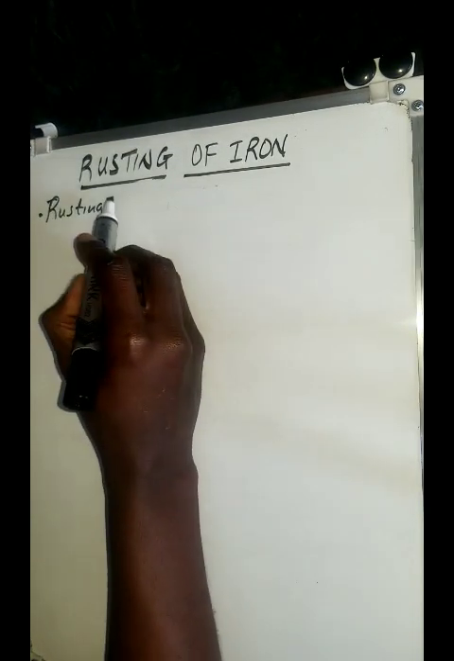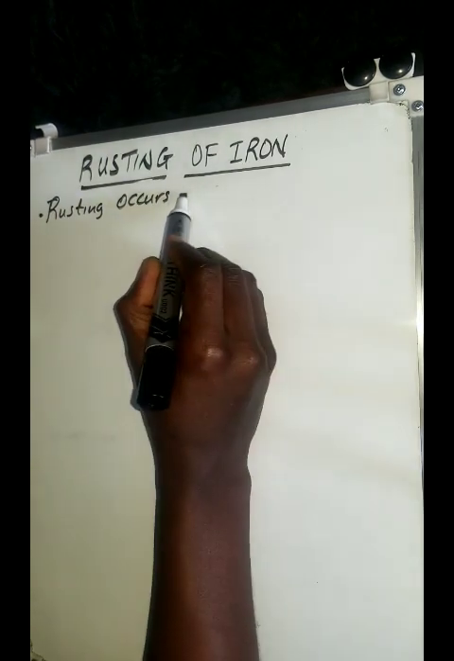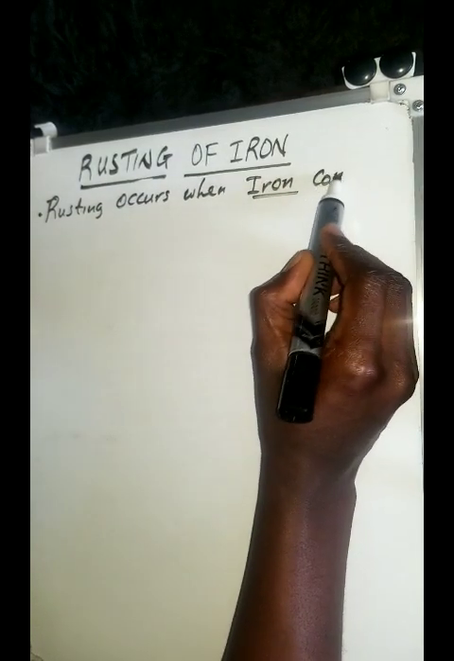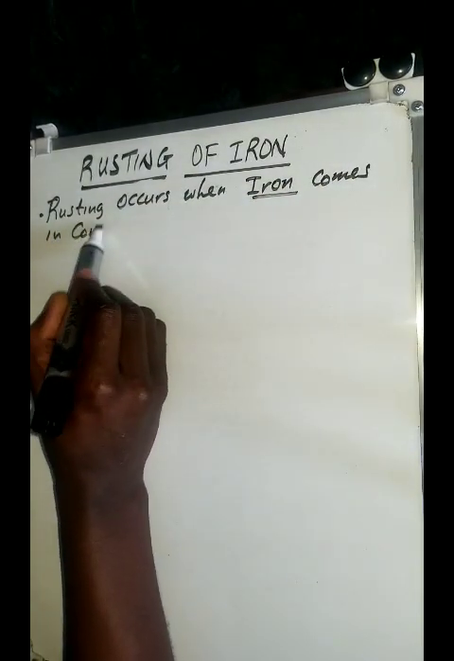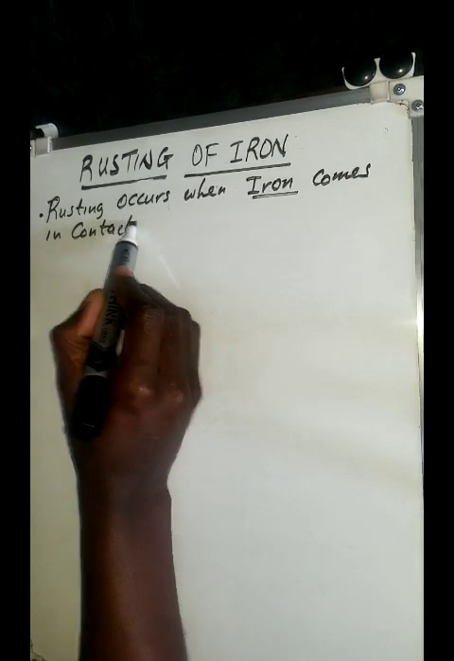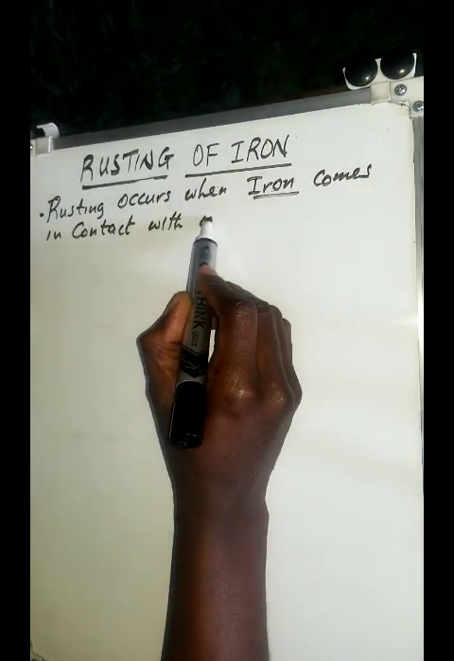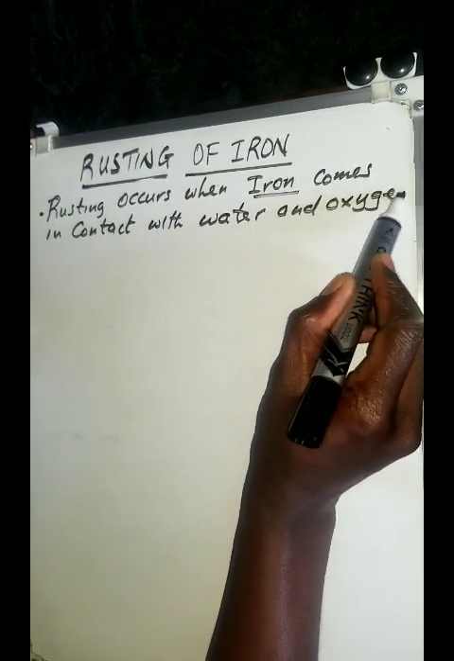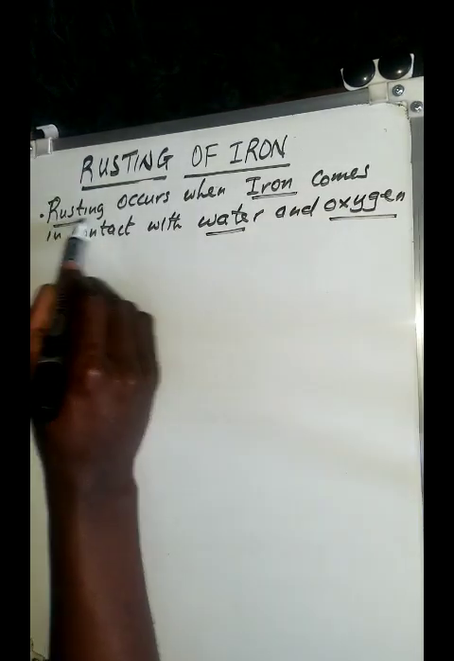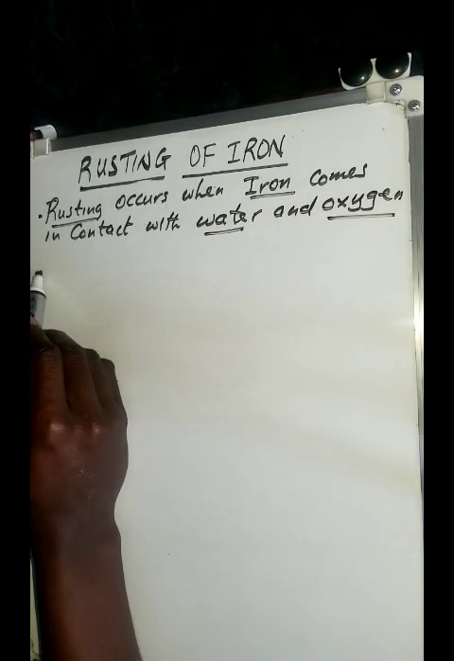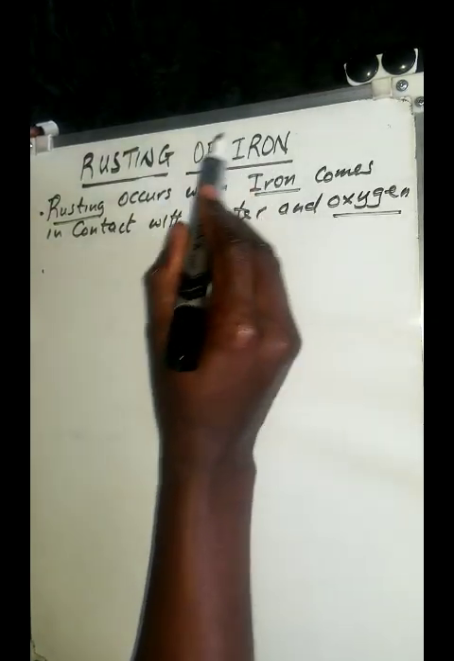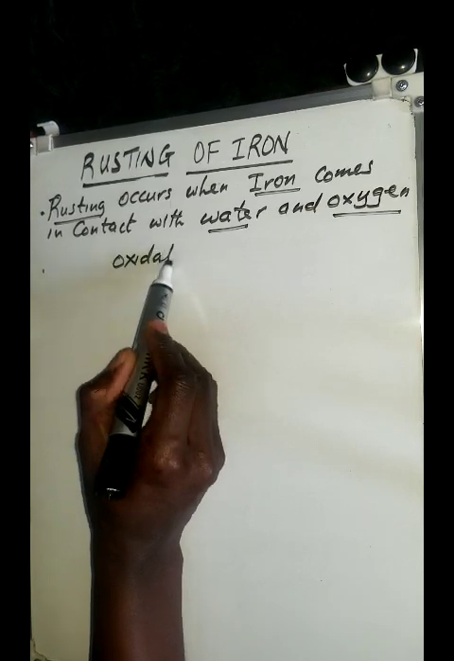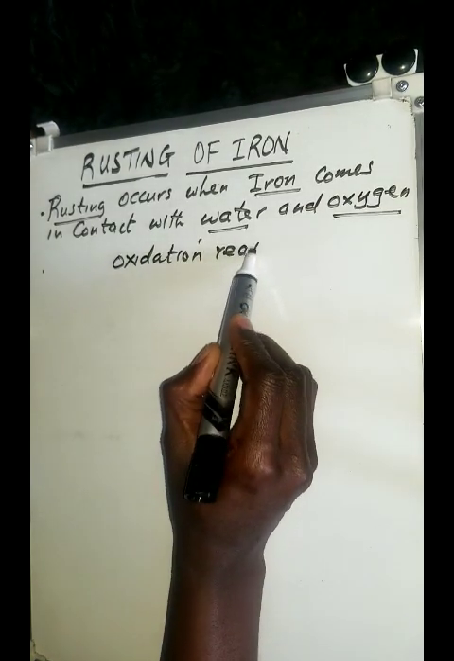So remember that rusting occurs when iron comes in contact with water and oxygen. So remember that when iron comes in contact with water and oxygen, then rusting is going to take place. In this case, the iron is going to undergo an oxidation reaction.